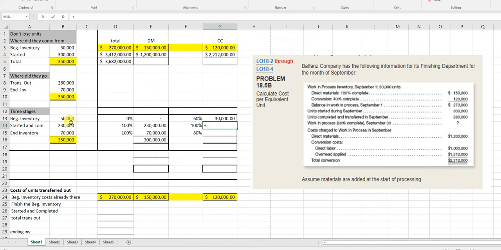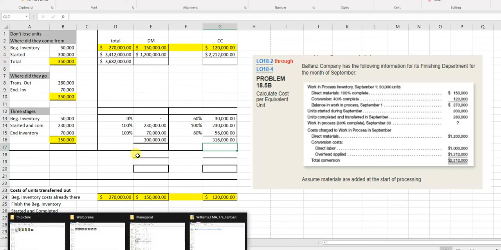This one is the 230,000 times 100%. And this one is, I did 80% this period. And again, don't think you did the 20%, because I did 80% this period. The 20% will be done next period. So my equivalent units are 316,000. Okay? Then the next thing I'm going to do is get my cost per equivalent unit.